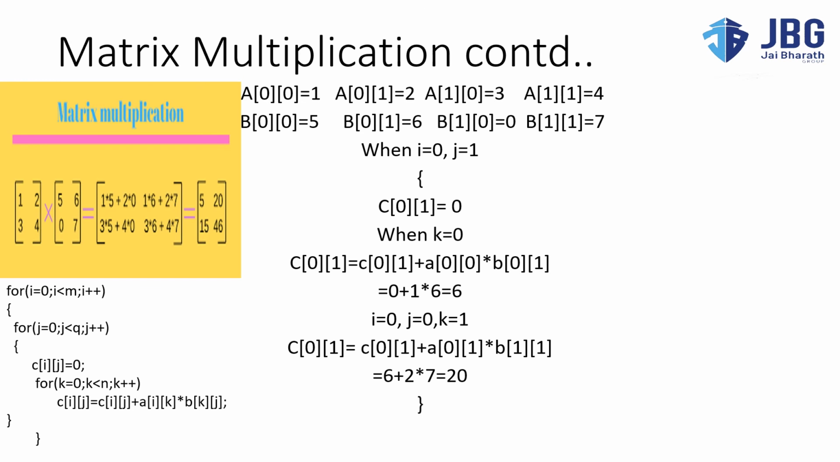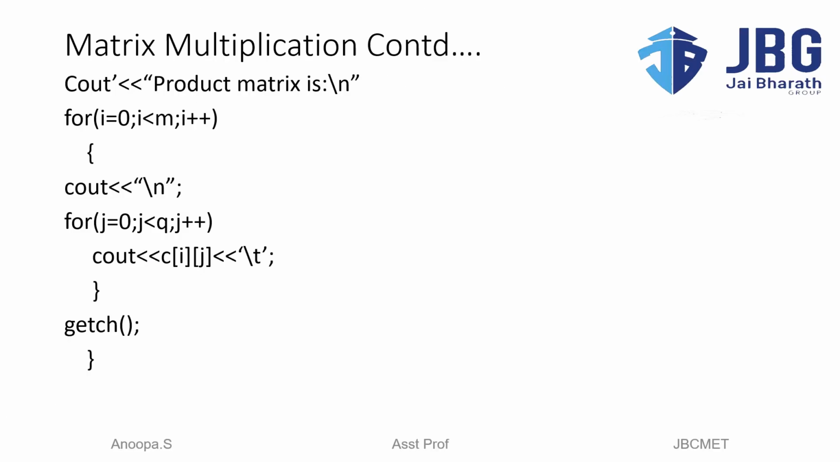So that is the loop for multiplication. After that, we can display the output matrix C of ij: for i equal to 0, i less than m, i plus plus, and j equal to 0, j less than q, j plus plus, output C of ij.